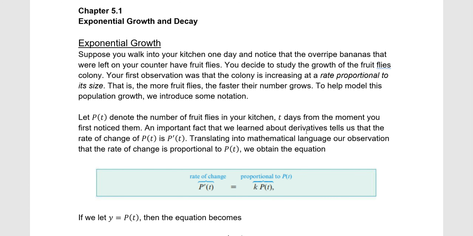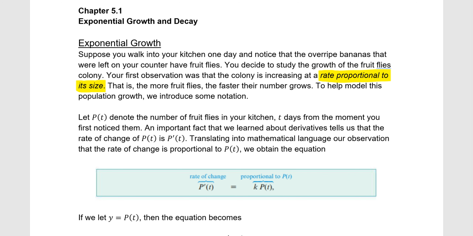Let's suppose that one day you go into your kitchen and there are some fruit flies on your overripe bananas, and you decide to observe the colony of fruit flies. Your first observation is that the colony is increasing at a rate proportional to its size. What that means is that the more fruit flies there are, the faster their number grows.